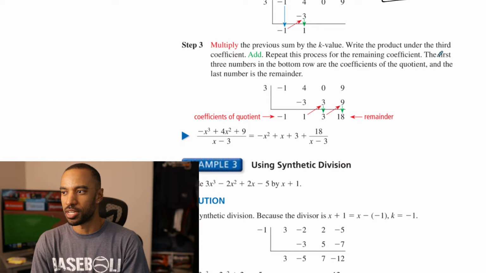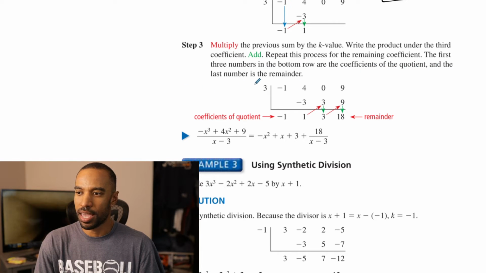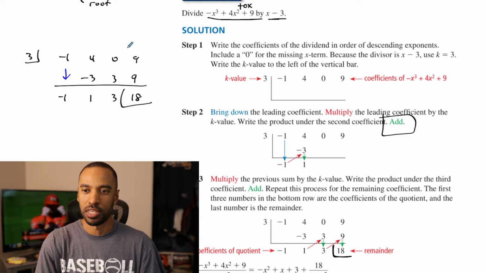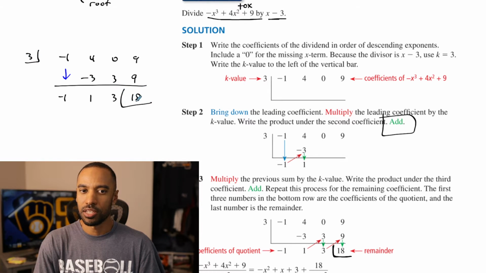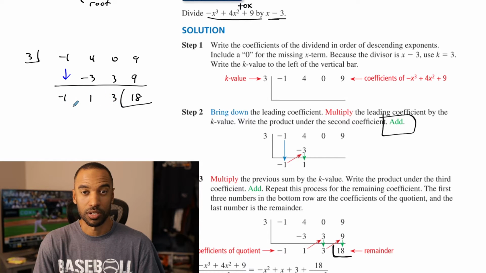Write the product under the third coefficient. Add. Repeat the process. The first 3 numbers in the bottom row are the coefficients of the quotient, and the last number is the remainder. So, I tend to box this one off as well. I think that's part of how I got my box style, that you can see there's a box right here, and there's a box right here. Guys, 18 is the remainder, and these are the coefficients of your new quotient.